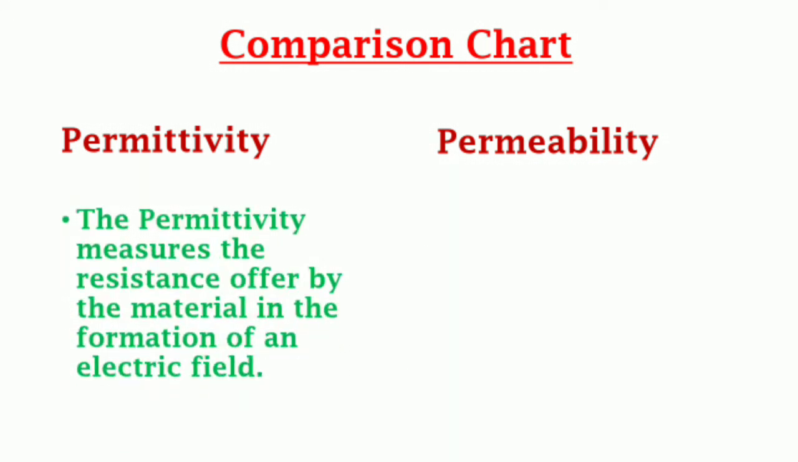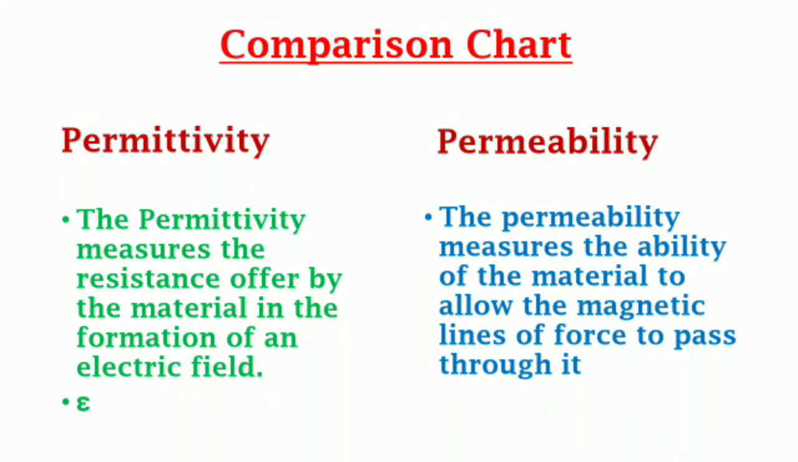By definition, permittivity measures the resistance offered by the material in the formation of an electric field and it is denoted by epsilon. Now permeability: permeability measures the ability of the material to allow the magnetic lines of force to pass through it. It is denoted by mu. So by definition you can compare permittivity and permeability and understand what each is.